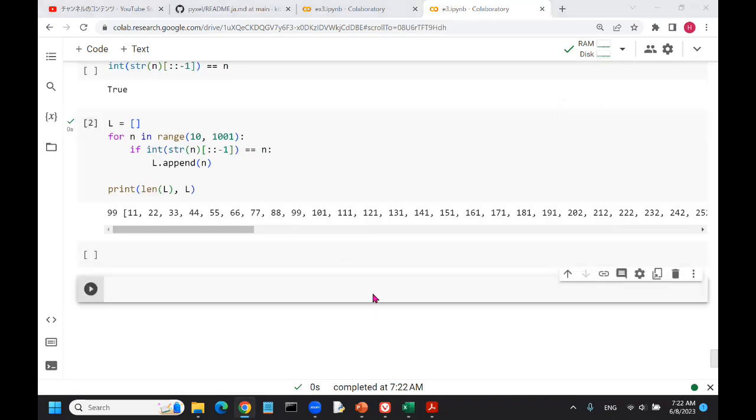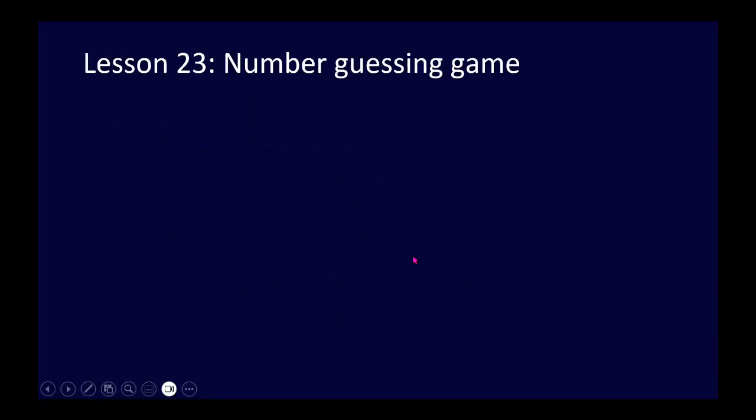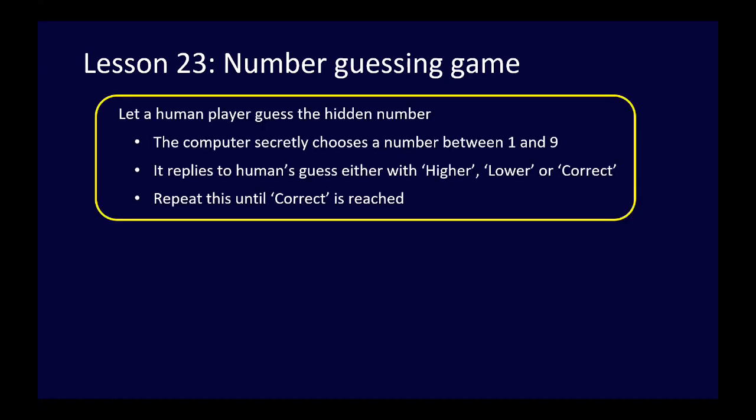Okay, so let's go on to today's lesson: the number guessing game. I don't know exactly what this game is called in your country, but it's a simple game. Let a human player, like you, guess the hidden number. The computer secretly chooses a number between 1 and 9. It replies to the human's guess with either higher, lower, or correct. Repeat this until correct is reached. You know what this is like, of course.